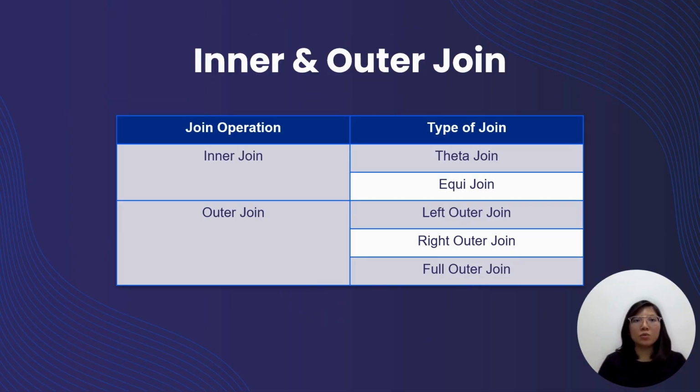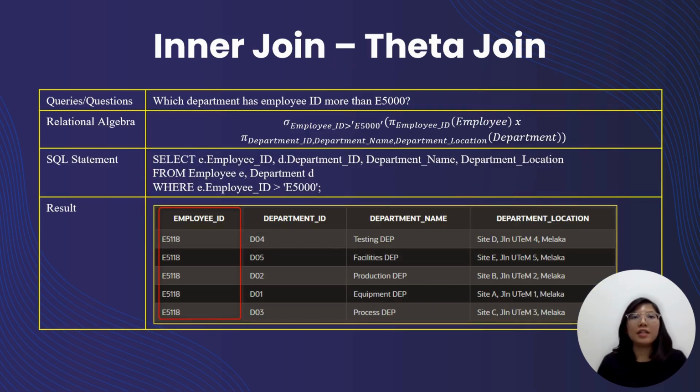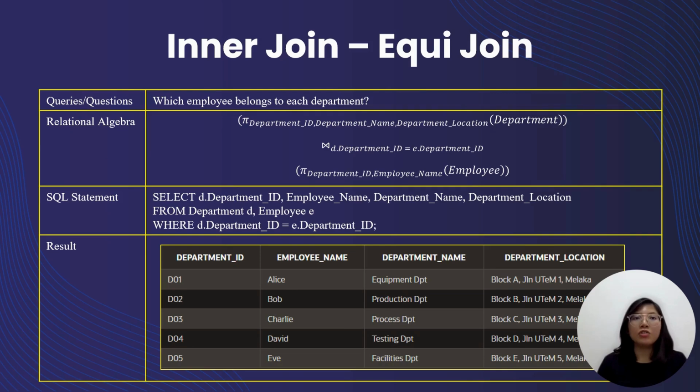To achieve our goals, we employed two inner joins and three types of outer joins in our database design. First, we use a theta join to identify which department has employee IDs greater than E5000. This helps us segment our data effectively. Then, an equi-join was utilized to determine which department each employee belongs to, streamlining our personnel tracking.